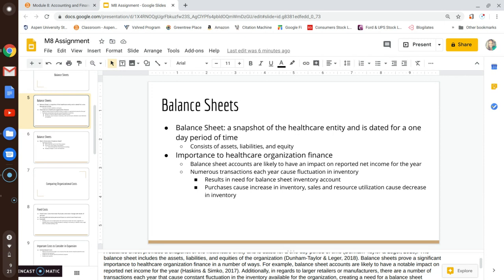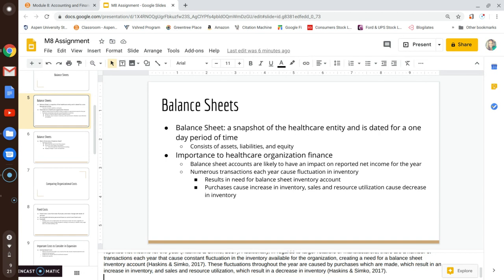For example, balance sheet accounts are likely to have a notable impact on reported net income for the year. Additionally, in regards to larger retailers or manufacturers, there are a number of transactions each year that cause constant fluctuation in the inventory available for the organization, creating a need for a balance sheet inventory account. These fluctuations throughout the year are caused by purchases, which result in an increase in inventory, and sales and resource utilization, which result in a decrease in inventory.